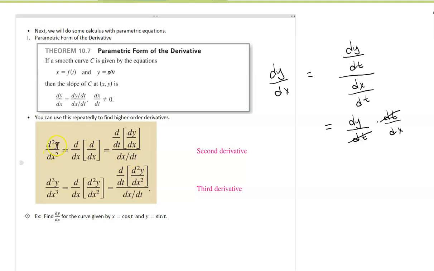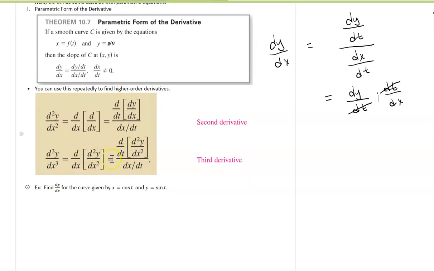So that's what's going on here. That's why we end up with this d squared y over dx squared notation that you've seen in the past. That's actually where it comes from. And then you can do the same thing with the third derivative as well, and so on and so forth.